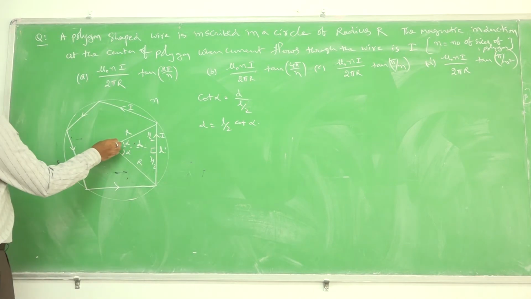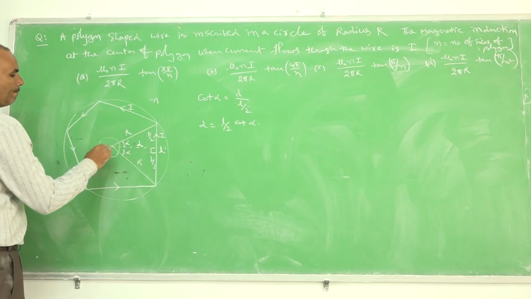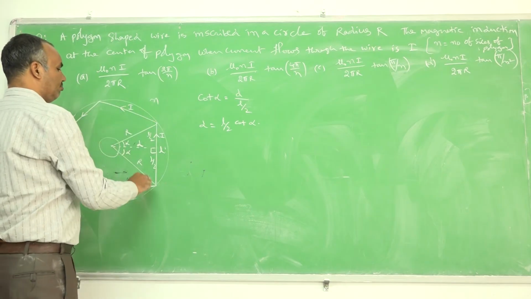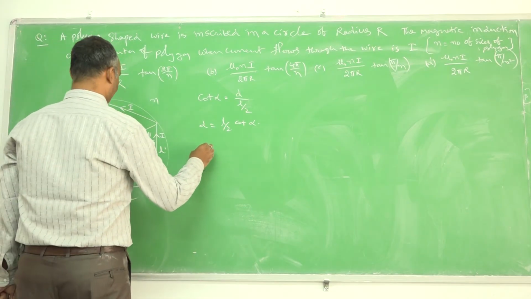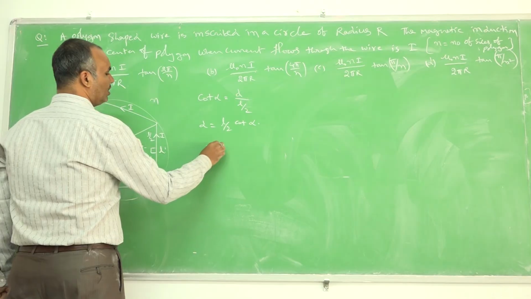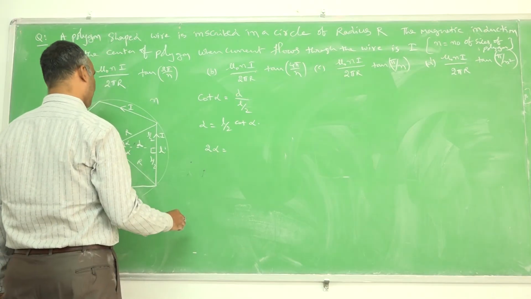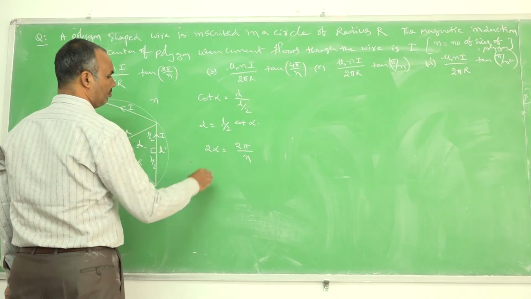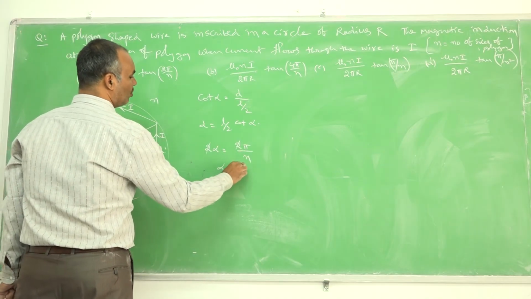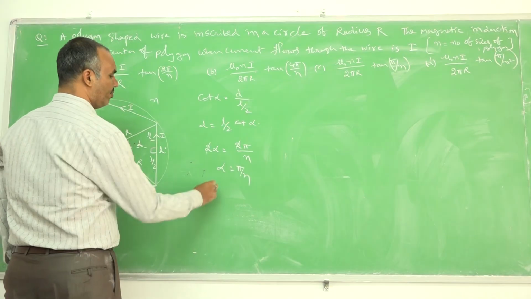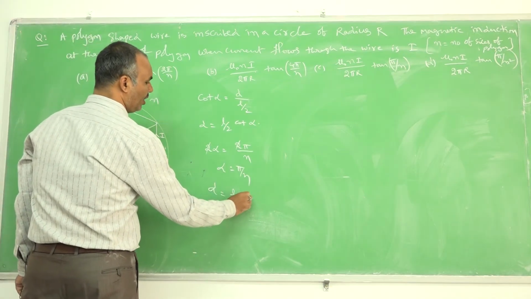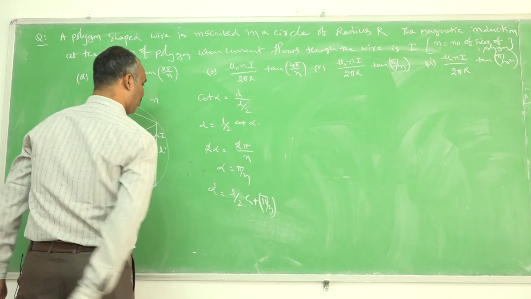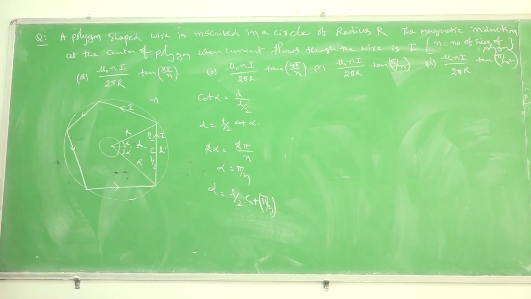The total angle in the circle is 2 pi. 2 pi is divided by n sides. So this total angle 2 alpha is given by 2 pi by n. 2 gets cancelled, alpha is equal to pi by n. Then d is equal to L by 2 cot pi by n.